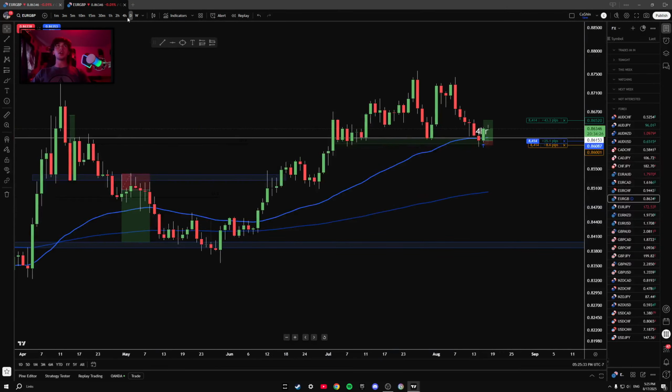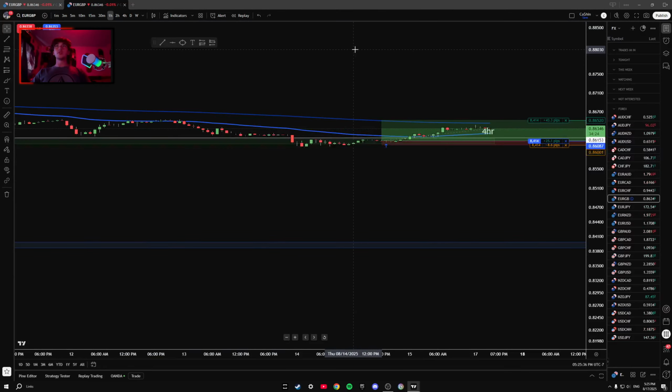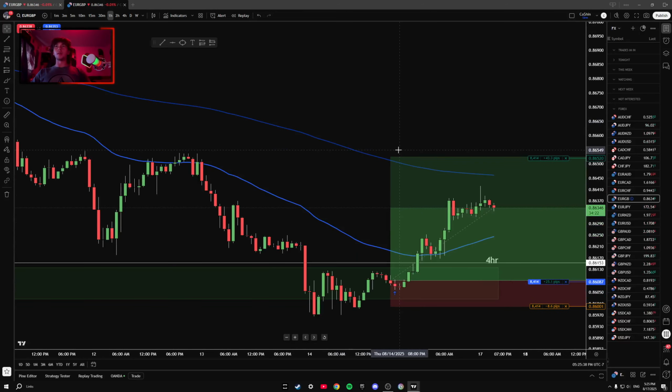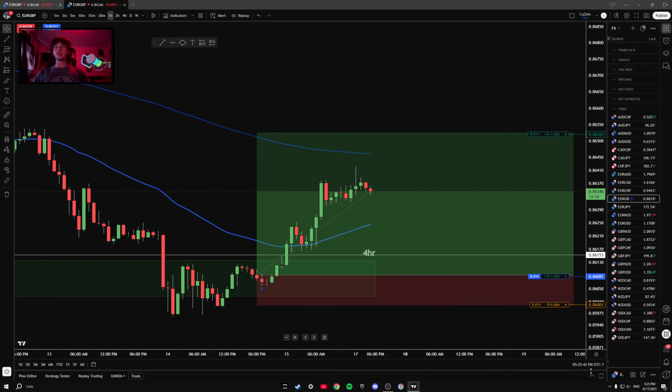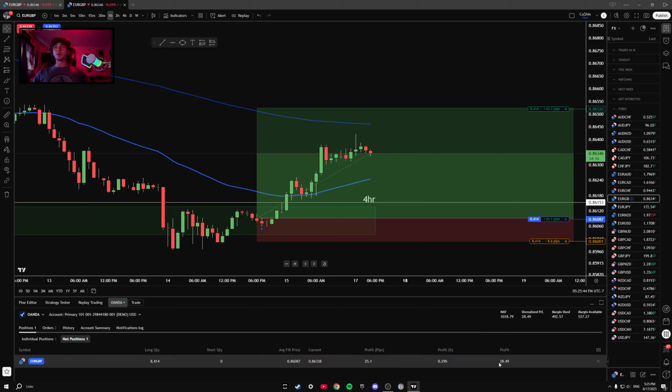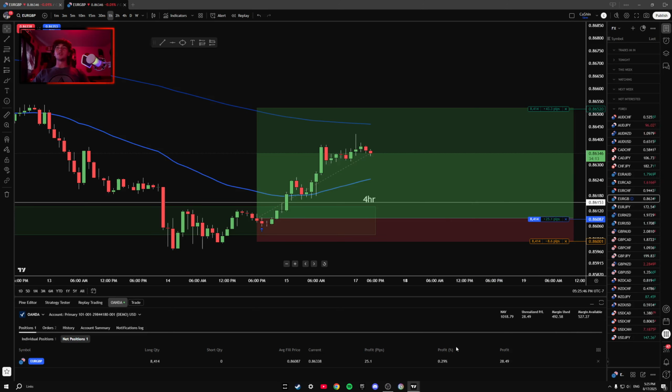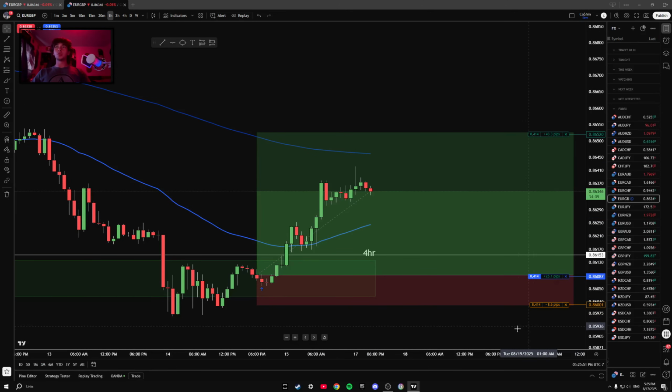So I took this trade. It wasn't like a real trade or anything. I didn't take it on my prop firm account, but obviously we're up 25 pips, and we even go in here. So we're up a $30 profit on the fake $1,000 demo account. And this is how we're going to be doing it with the $100 account.